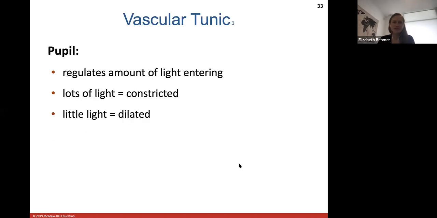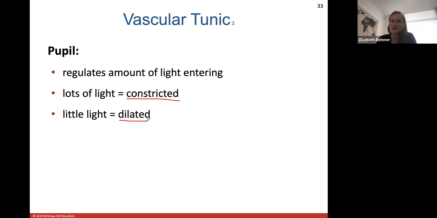The pupil itself is just a black hole. It regulates the amount of light entering, and your pupils will be constricted if you're in a bright, sunny room or you step outside first thing in the morning. Your pupils will constrict, and your pupils will dilate at night. So in areas where there's not a lot of light, your pupils will dilate to try to take in as much light as they can as they're trying to kind of be aware and help your body be aware of the surroundings.